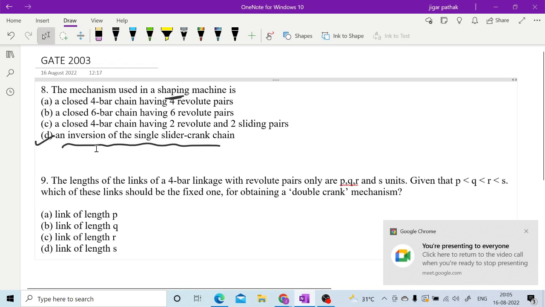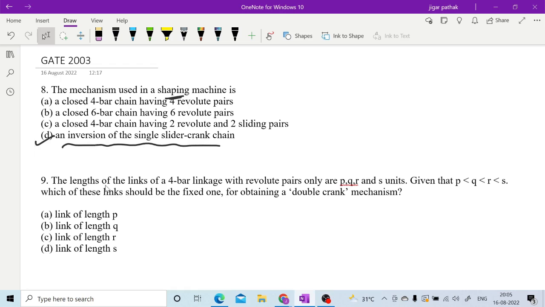Sir, I have a doubt. Yes, please. Sir, I am confused between the slotted lever mechanism and the quick return mechanism. Is there a difference between them? Actually, the slotted lever mechanism is an inversion of the single slider crank chain mechanism.